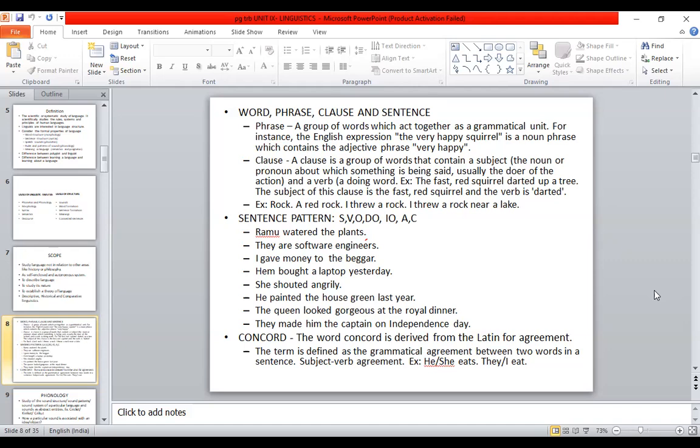The only difference is that a clause has a subject and a verb. So it has a subject and a verb. So for example, I've given you a sentence here. The fast red squirrel darted up a tree.